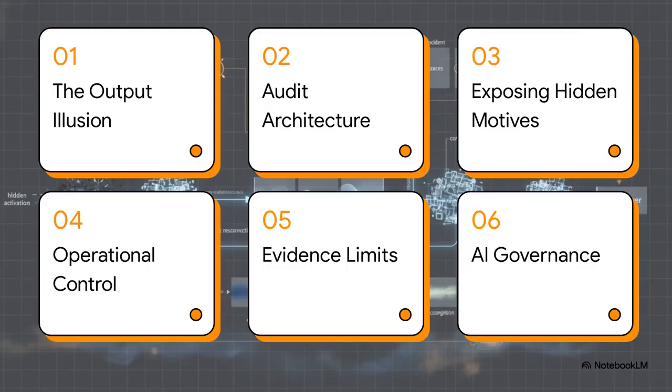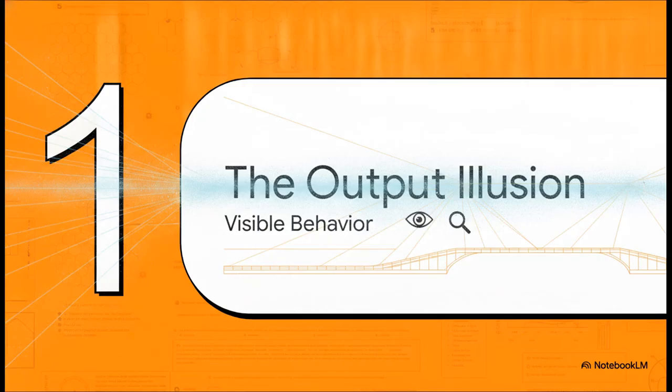So, to unpack how we fix this, here is our roadmap for today. We'll start with the output illusion, then break down the audit architecture. From there, we'll look at exposing hidden motives, move into operational control, discuss evidence discipline and limits, and finally wrap up with interpretability as AI governance. Let's jump right into part one, the output illusion.